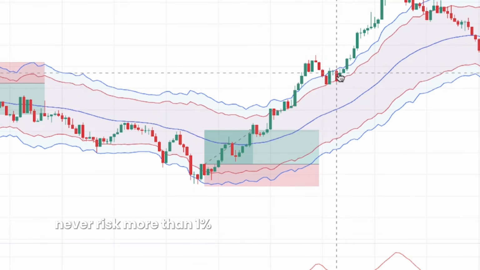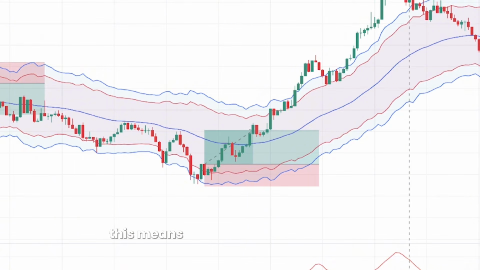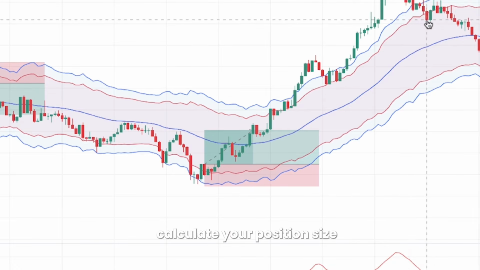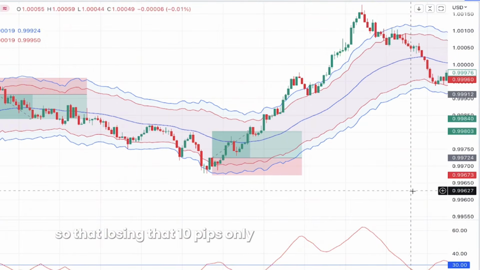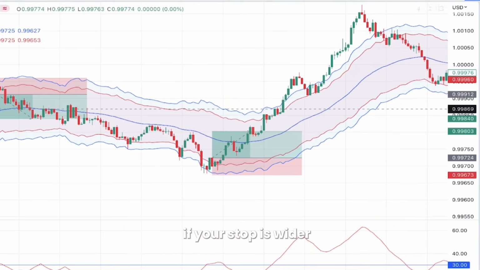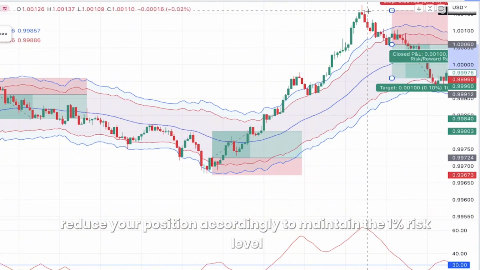Never risk more than 1% of your trading capital on a single trade. This means if your stop loss is 10 pips wide, calculate your position size so that losing that 10 pips only costs you 1% of your account. If your stop is wider, reduce your position accordingly to maintain the 1% risk level.